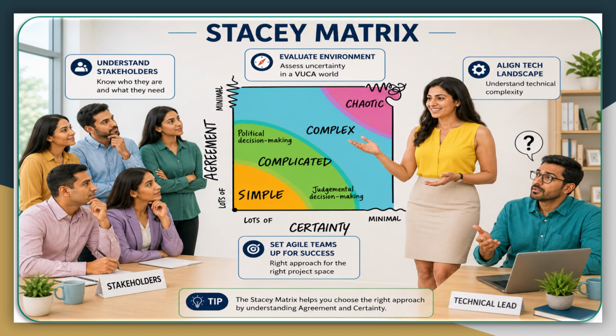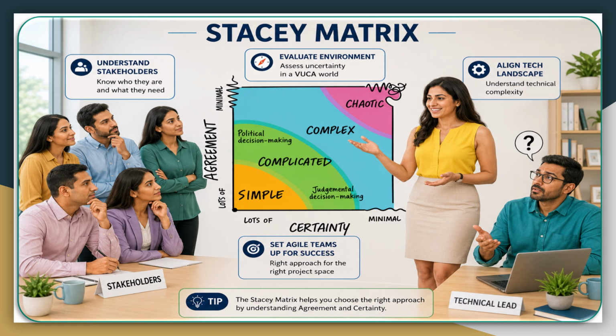To do that, we use one of the most powerful strategic tools in the agile ecosystem, the Stacey Matrix, developed by Ralph Stacey and adopted in early 2000s for agile projects. This model gives us a clear framework to measure and visualize project uncertainty before we choose our delivery method. Let's understand how this matrix visualizes your project space.